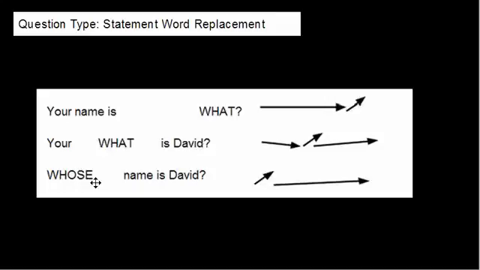I'm clear now. And, of course, if I say about David, and I say, my name is David, I would say, whose name is David? And you would say, my name. Okay, anyways, I'm just joking around.